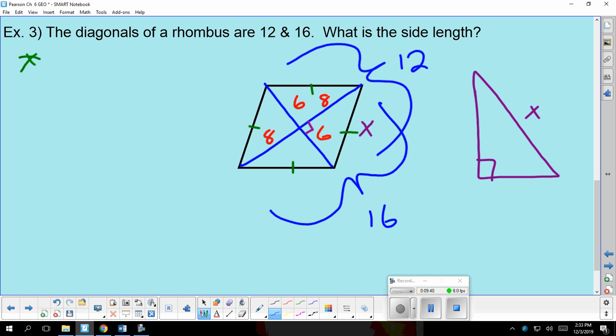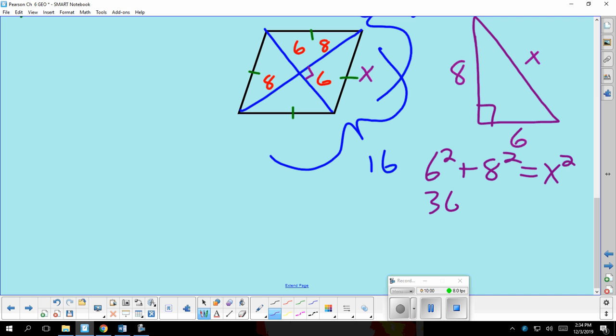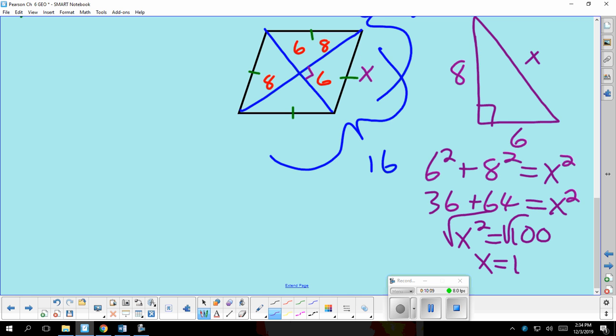And then I have sides of 6 and 8. I can use my good old buddy, old pal, the Pythagorean theorem, and solve for the missing side. So I get 36 plus 64 equals x squared. x squared equals 100. Square root, x equals 10. We can ignore the negative solution in this particular case because it represents a side length, and lengths are not represented by negatives.